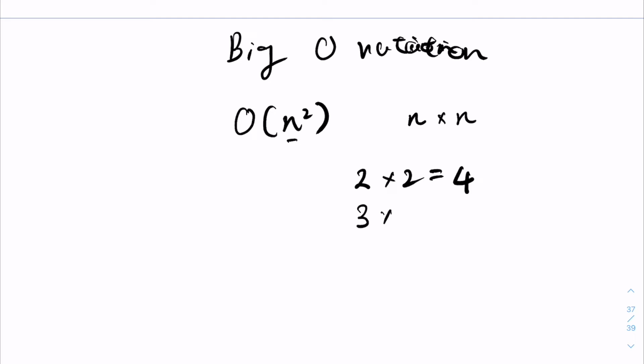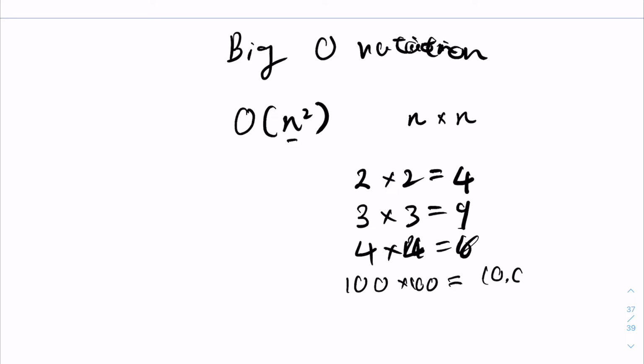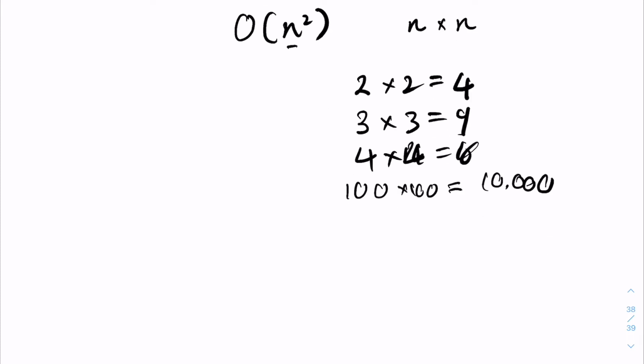If we have an array of size 3, it will be 9. An array of size 4, it will be 16. An array of size 100, it will be 10,000. As you can see, the problem grows significantly as our array grows. So is there a way we could lower the number of comparison?